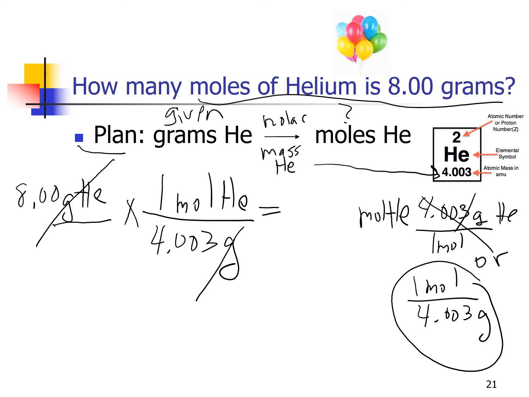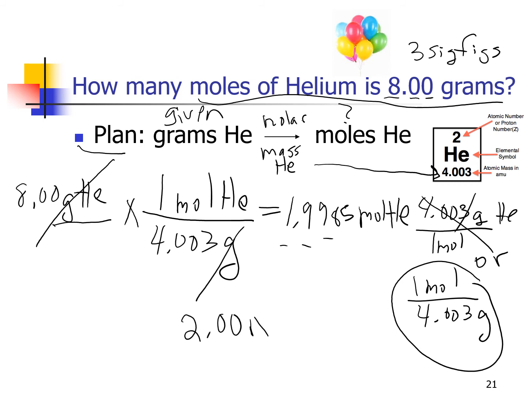8 divided by 4.003 is 1.9985. Then we need to look at the significant figures. We started with 8.00 that has 3 sig figs. My final answer should also have 3. So we're going to need to round this number up to 2.00 moles of helium.